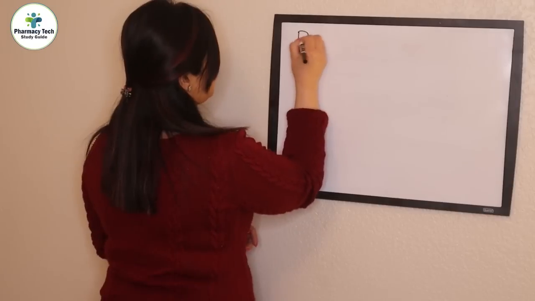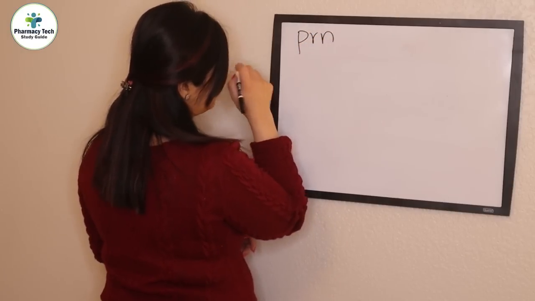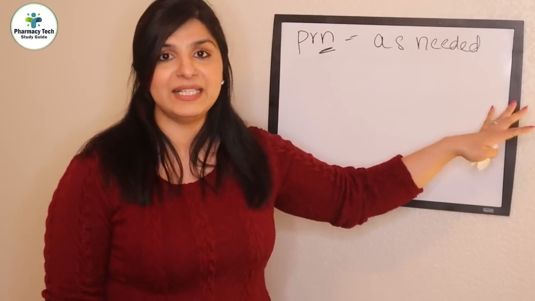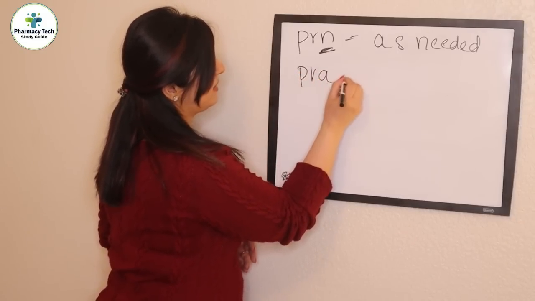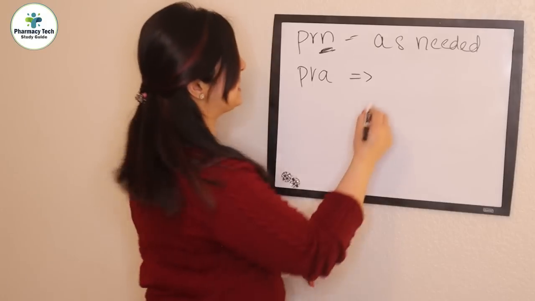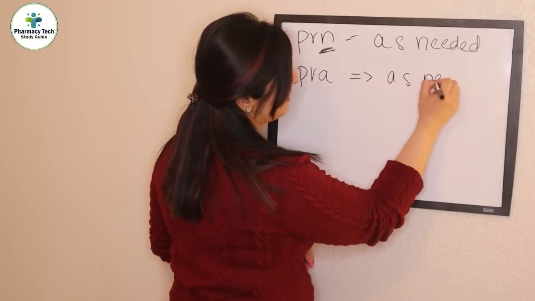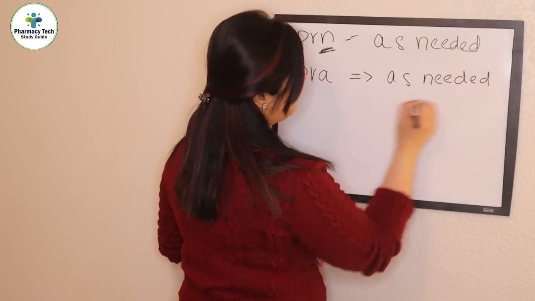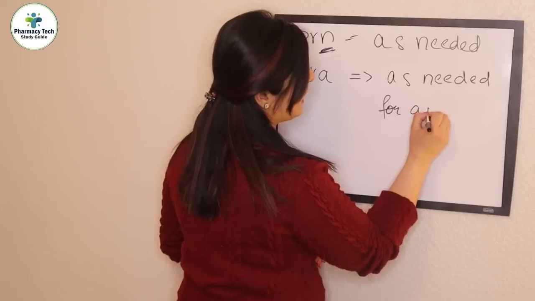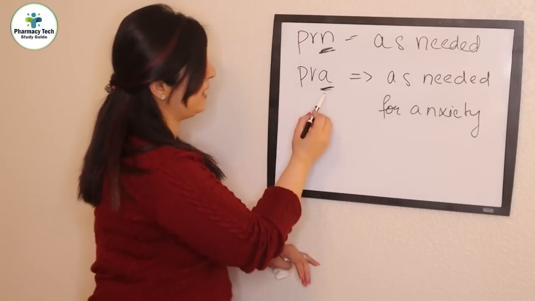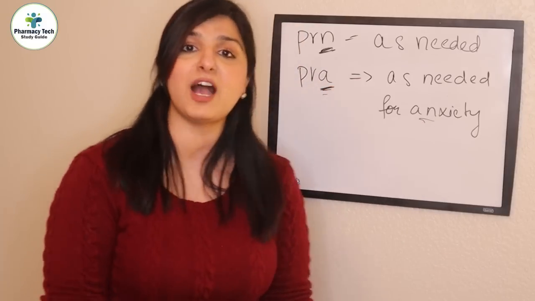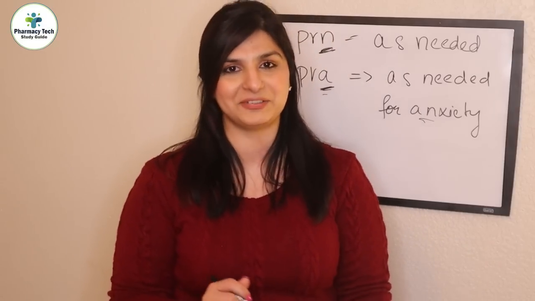Okay, so the next one is PRN. PRN means as needed. If I substitute this N with A, then that becomes as needed for anxiety. So this A would be for anxiety. So PRN means as needed and PRA means as needed for anxiety.